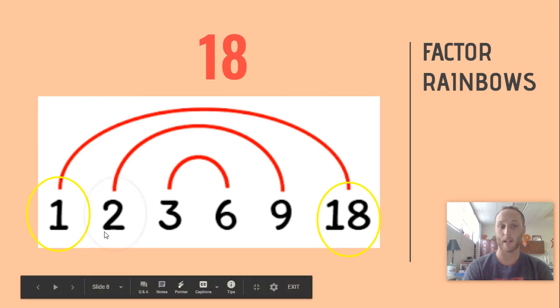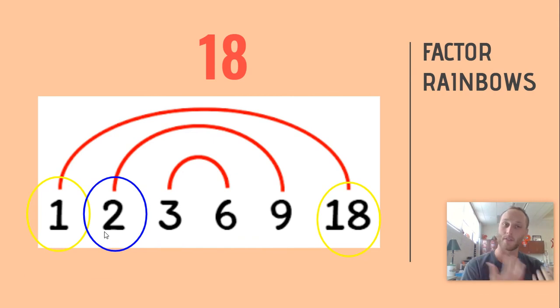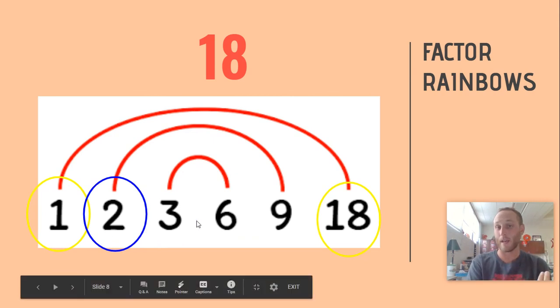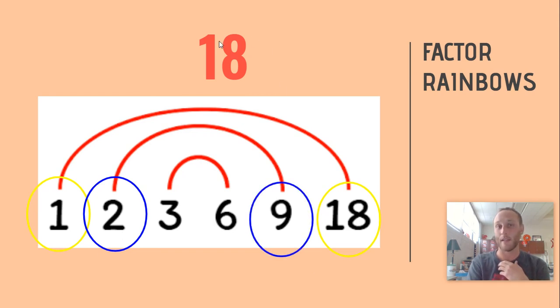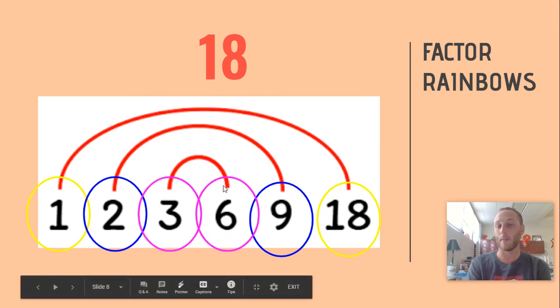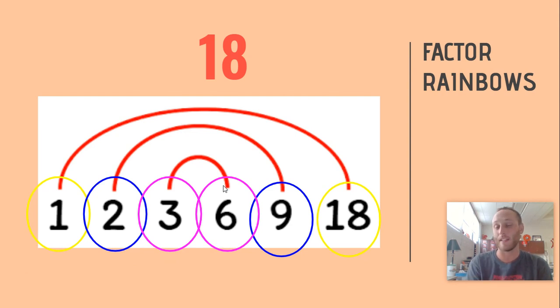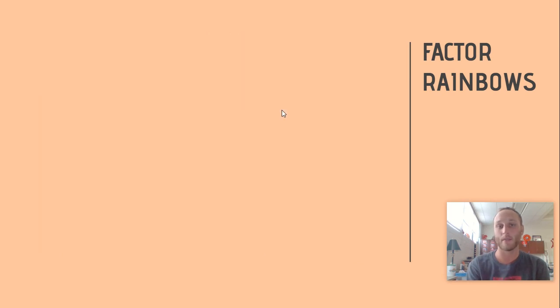Then I can move on to the next number. I can look at 2. Then I think to myself, what does 2 times what is going to give me 18? If it doesn't match up with it, then it's probably not a factor. But in this case, 2 times 9 is going to give me 18. And then I put another arch between those two. And then finally, I get to 3 times 6, and that's going to be my third arch. So obviously, if I tried 4 out, 4 is not a factor of 18, so you're not going to have another number to match up. So we're done. There's 18's factor rainbow.